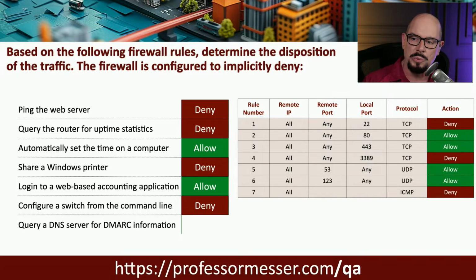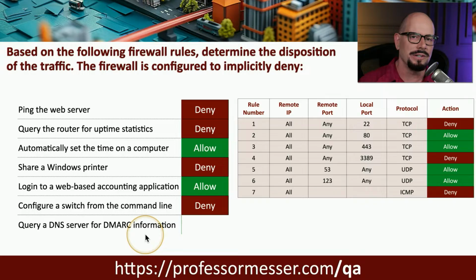And then lastly, we have query a DNS server for DMARC information. This is another case where there's just too much information that we give here. Really, it's just query a DNS server. What you are querying on that DNS server doesn't matter. The firewall isn't looking at that level of detail, or at least this firewall is not looking at that level of detail.